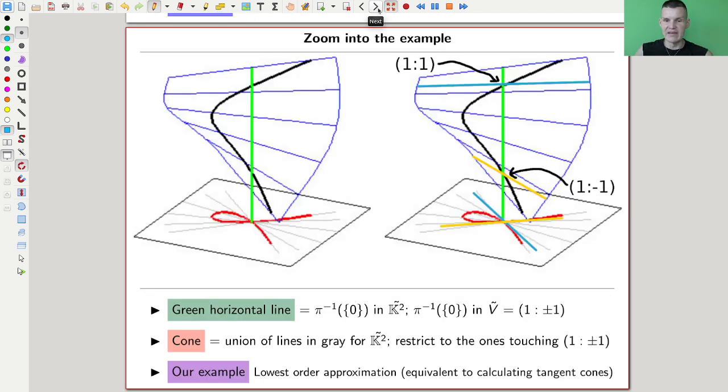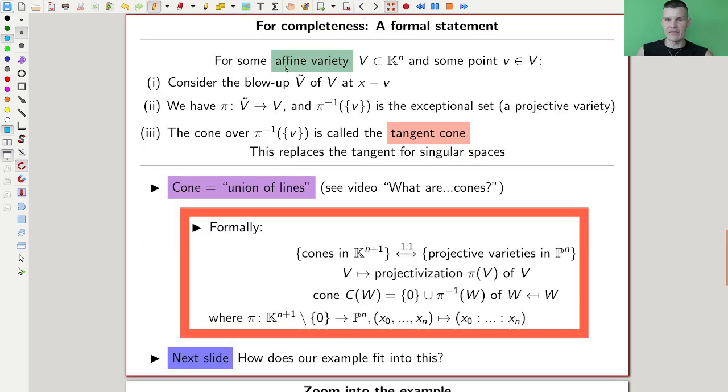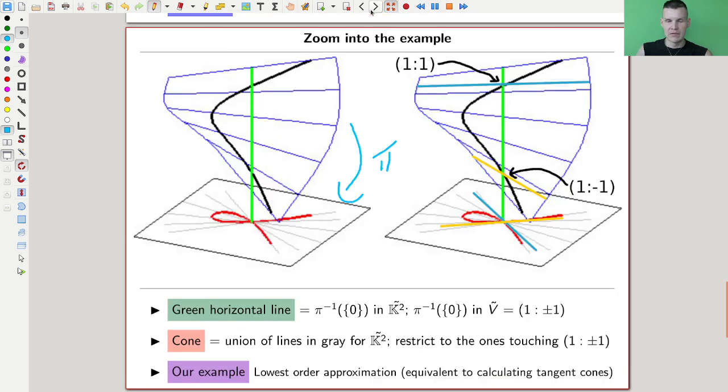What we actually did is the following. So here was our example, and here was a blow-up of the example. And the green line is exactly the pre-image under the projection of 0, obviously. And 0 is our singularity. So we want to define a tangent cone, and you define it at a point. In this case, 0. What you do is take this exceptional set and call the cone over that set the tangent cone.